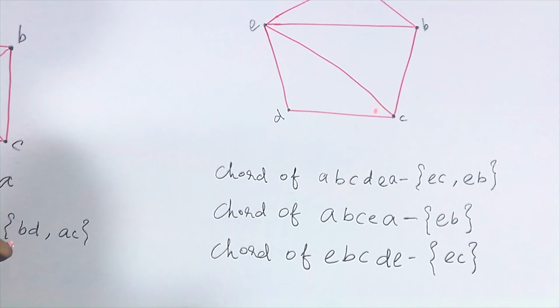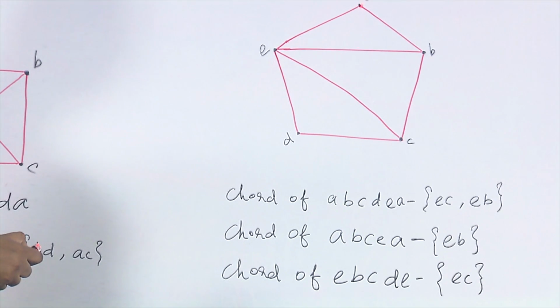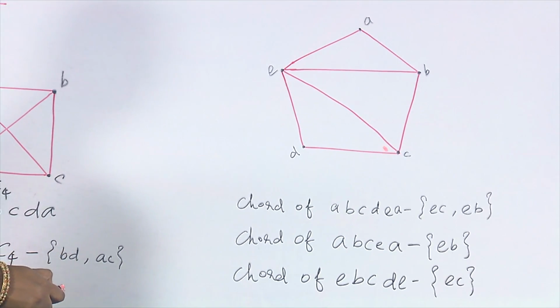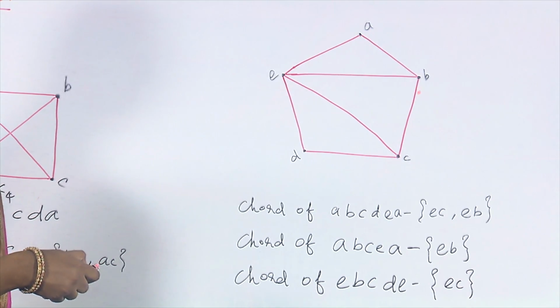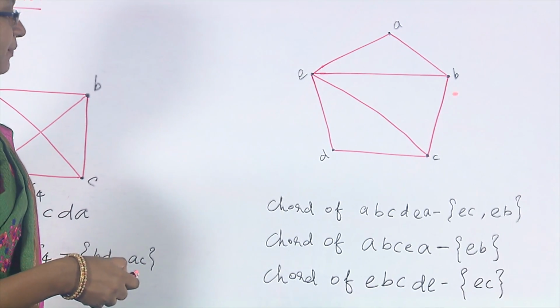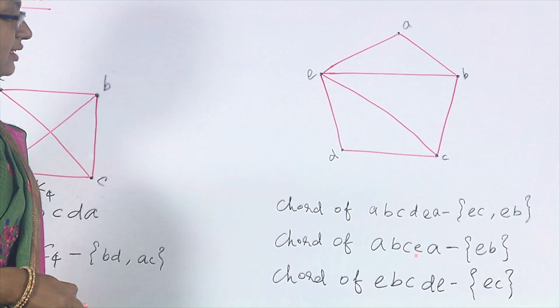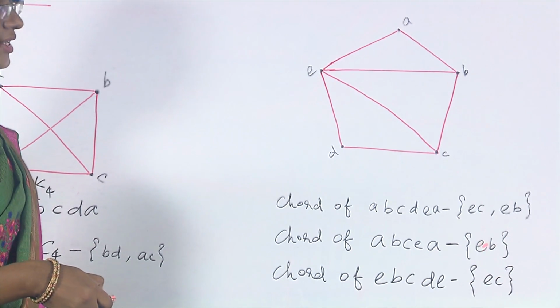So we will move to the cycles of length 4. This is one such cycle, that is A, B, B, C, C, E, E, A. That is A, B, C, E, A. This is a cycle of length 4. Here we are having one chord called EB. So the chord of A, B, C, E, A is EB.